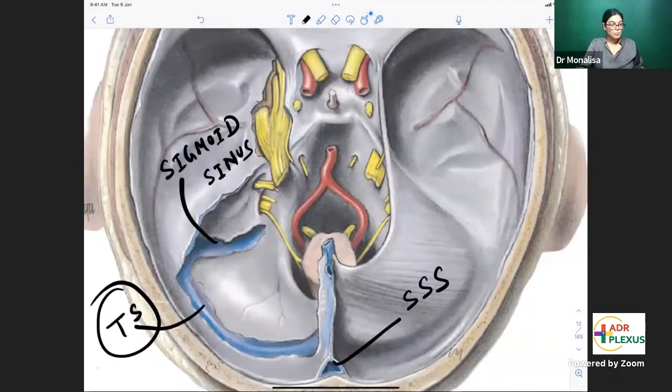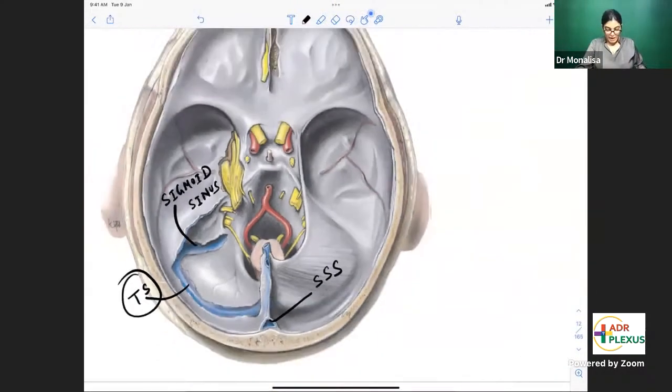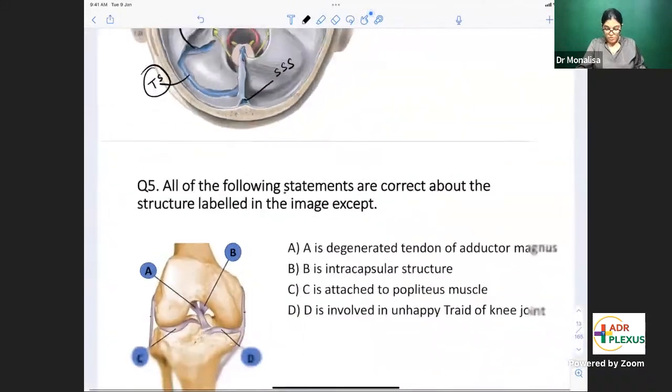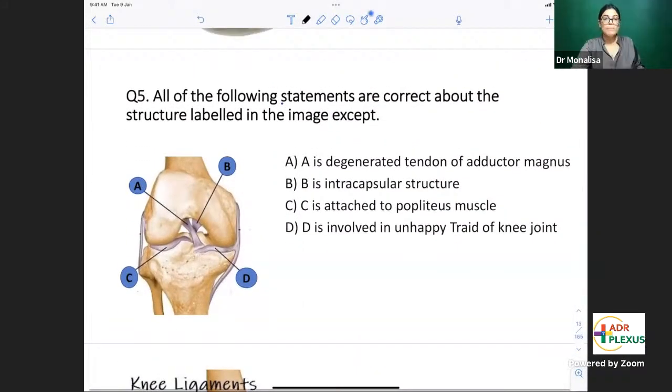So is it okay? Let's move on to the next MCQ. Let's move on to question number 5. All the best.